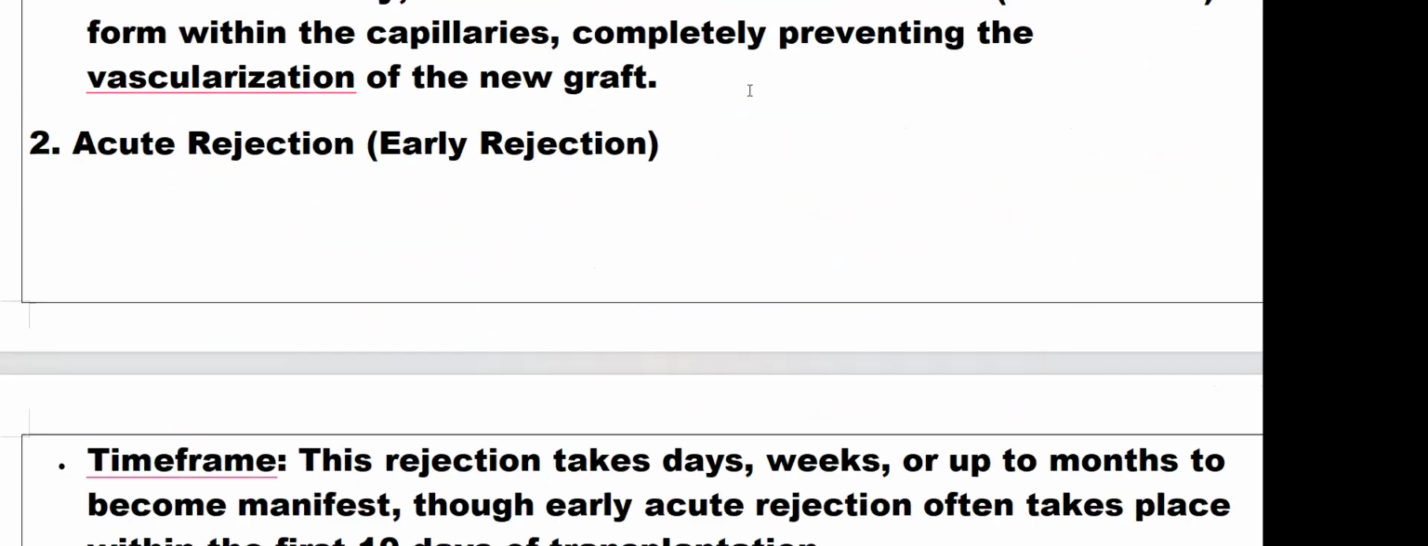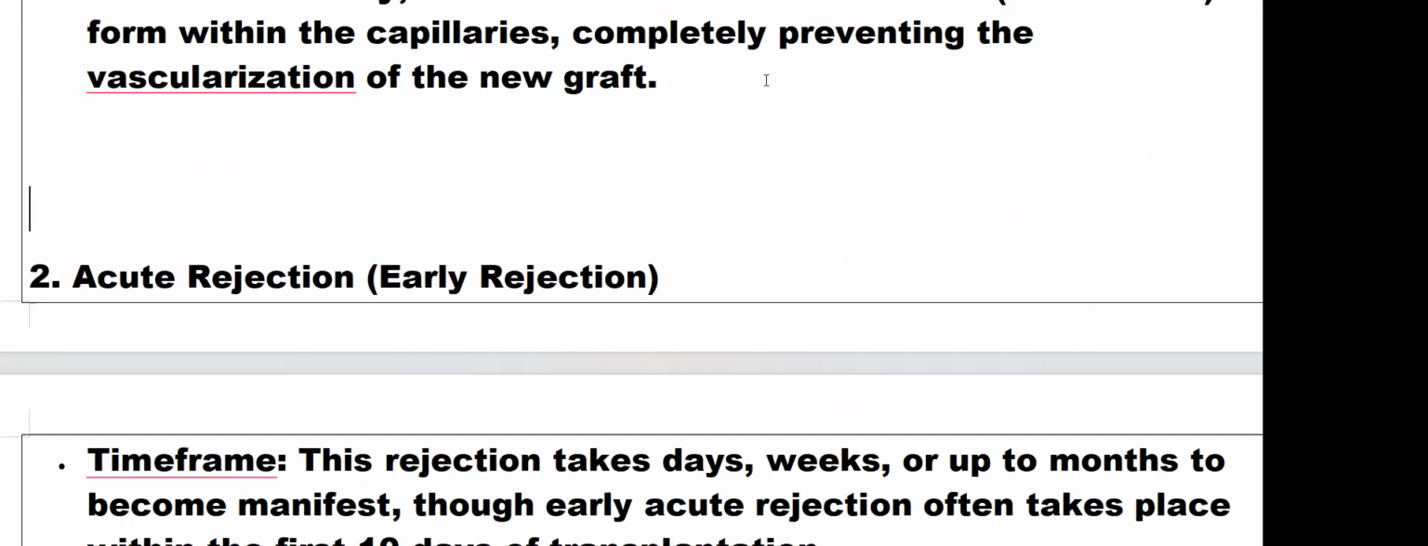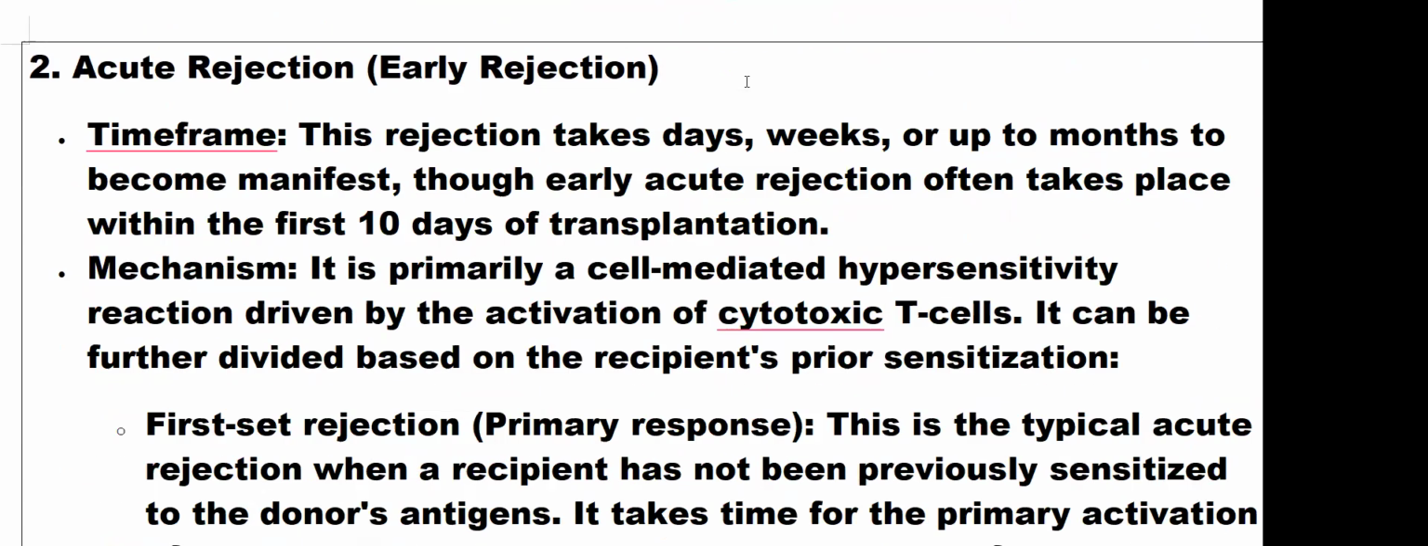Acute rejection, or early rejection, you can say. Time frame: this rejection takes days, weeks, or up to months to become manifest. So, early acute rejection often takes place within the first 10 days of transplantation.